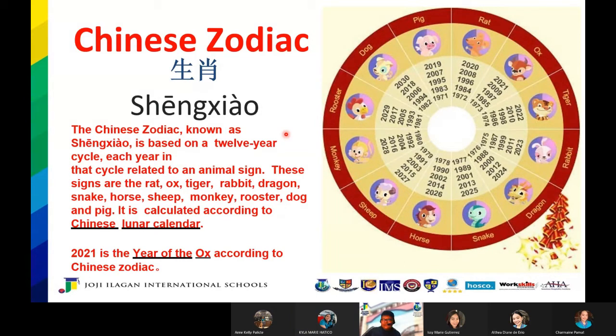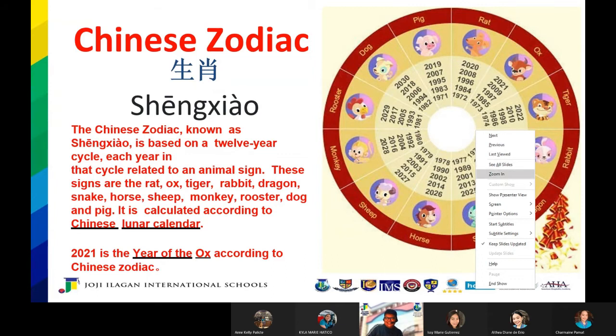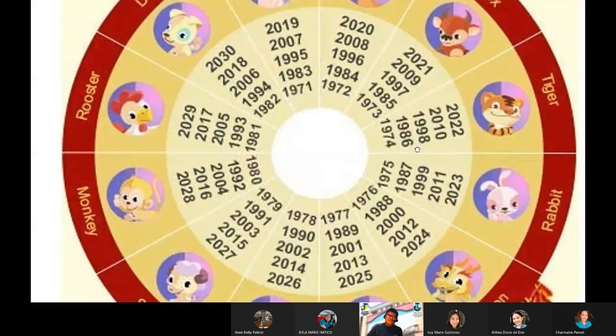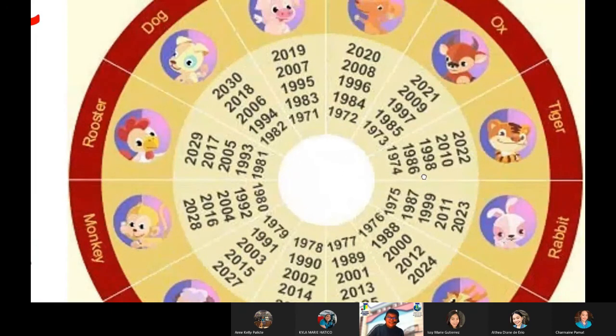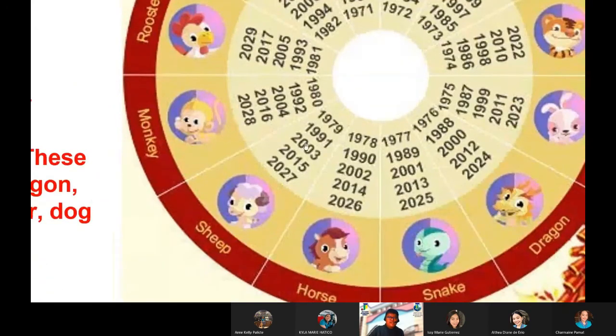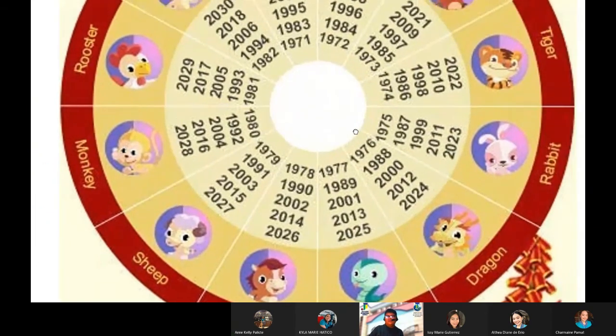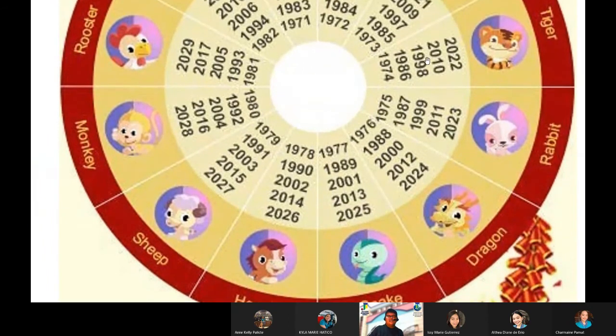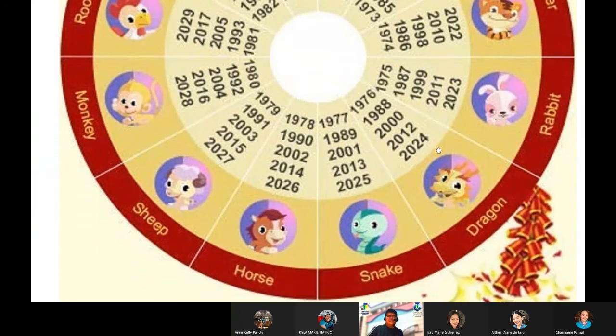So you might guess now which is your Chinese zodiac sign here. Let's zoom in. I'm born in the year, oh, mahalata yung age ko, pero sige lang, I'm born in the year 1991. I'm born in the year of the sheep. So probably some of you might guess what your zodiac sign is here.